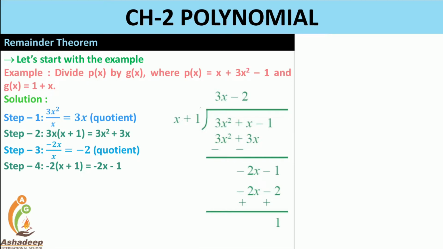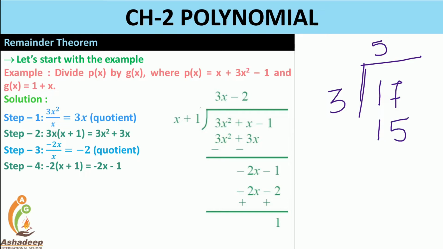So, what is the Remainder Theorem? See, for example, if I write down here 17 and I divide it by 3, right? So, 3 fives are 15. 3 fives are 15. So what is the remainder? So the remainder is nothing but 2. So now how can you write this down?